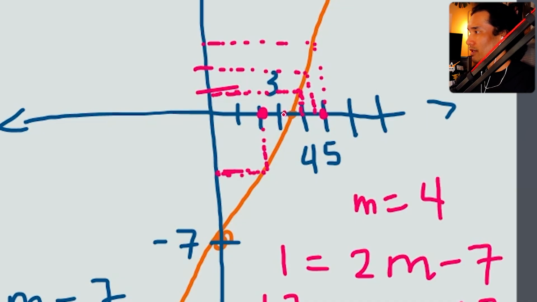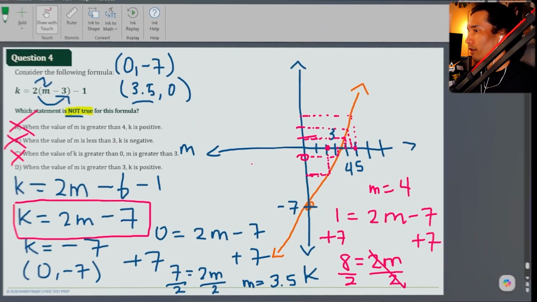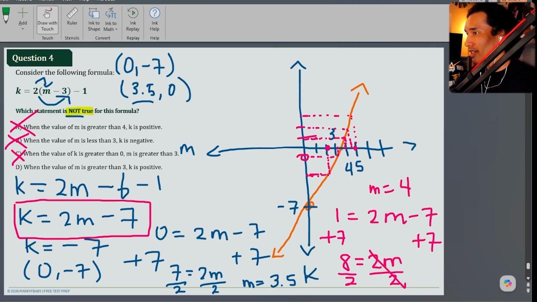And then we just chose this point right here. That's about half. Then we go down to our line and then go over here, and it's going to be a negative value. Okay, making D incorrect, because if the values of m are greater than 3, they could be both negative and positive. You have to be careful with this, okay?